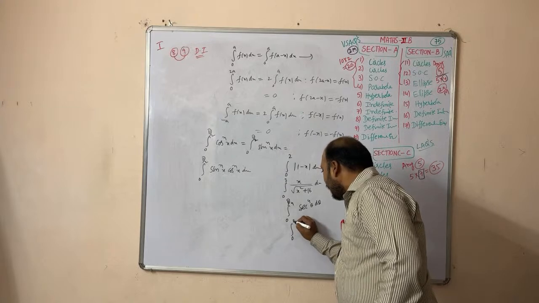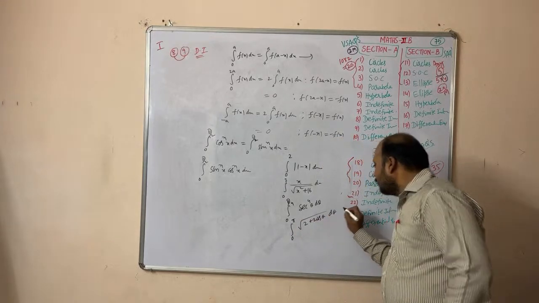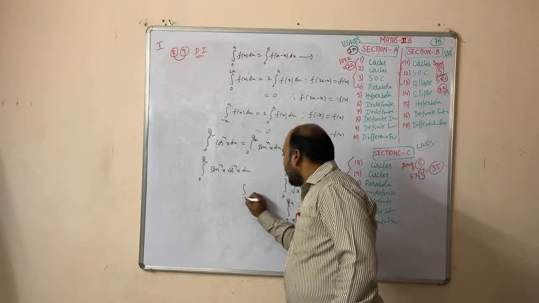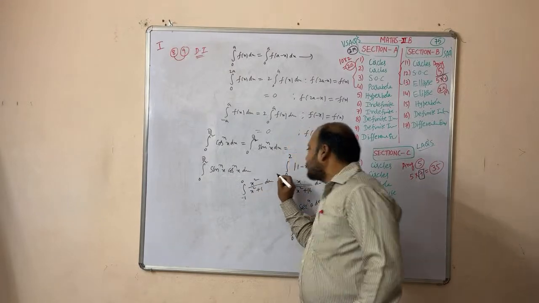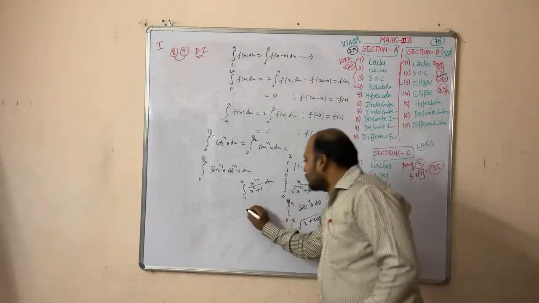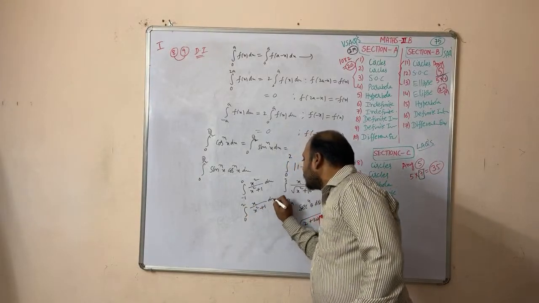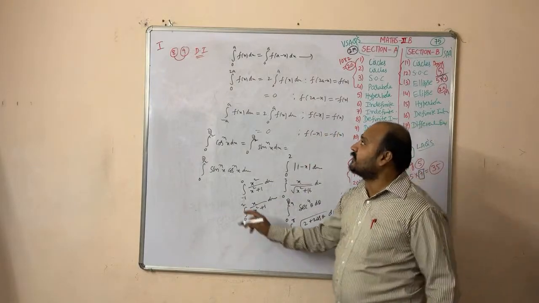Integral 0 to pi root of 2 plus 2 cos theta into d theta. Based on these questions. And integral minus 1 to 0 x square by x square plus 1 into dx. Some questions, integral 0 to 2 x by x square plus 1 into dx. Once you go through that 7B exercise, dear students, 7B exercise.